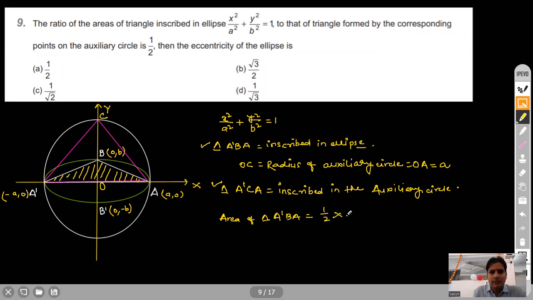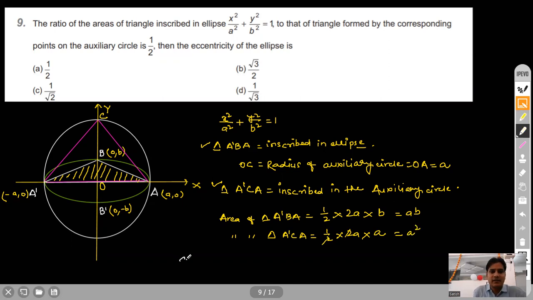So what is the base? Base is 2a. And what is the height? Height is OB, and that height will be equal to b, right? So it will be equal to ab. And what will be the area of triangle A'CA? That will be half into base. Base is the same, 2a. And what will be the height here? Height in this case will be equal to a. That is equal to a square.